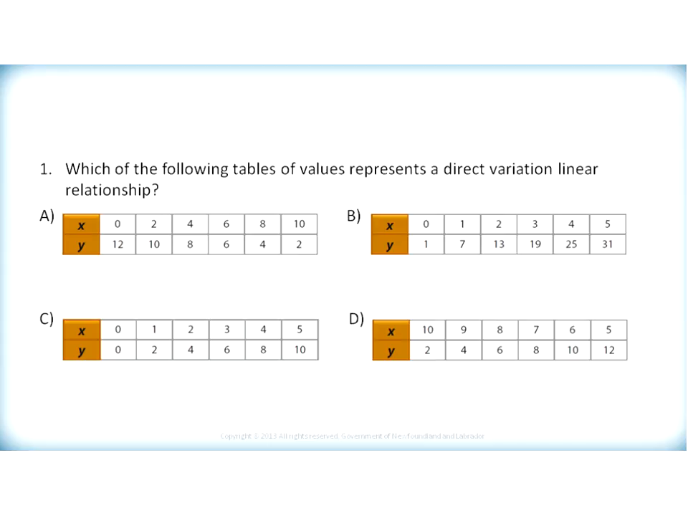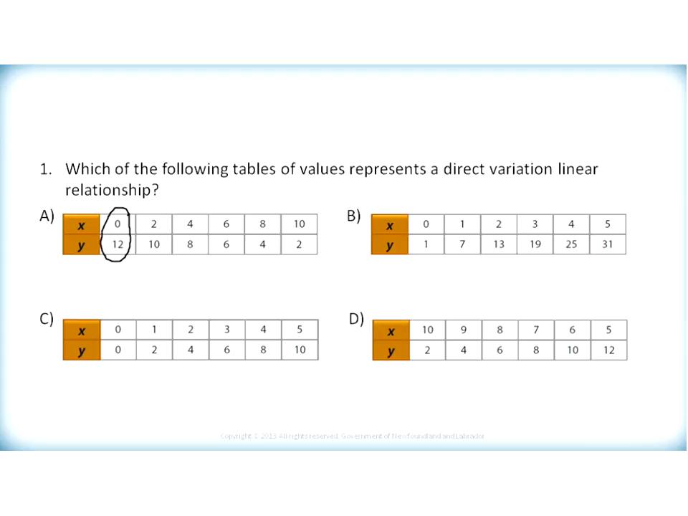Okay, so my first question. Which of the following tables of values represents a direct variation linear relationship? Remember that a direct variation relationship will pass through the origin. When your independent variable is 0, so is your dependent variable.